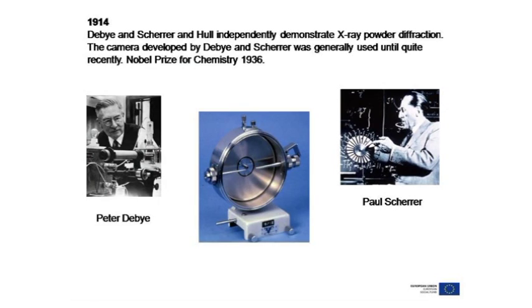Then in 1914, Peter Debye and Paul Scherrer developed this technique for powder diffraction. So this is just at the beginning of the First World War in Europe. And this was also invented independently by a researcher called Hull in the United States. But the camera that they developed, this Debye-Scherrer camera, was still in use up till quite recently.